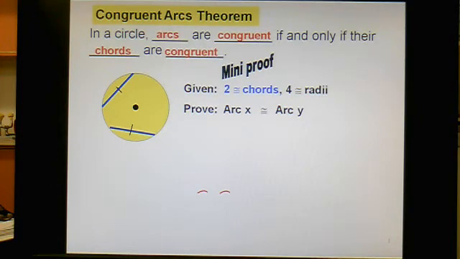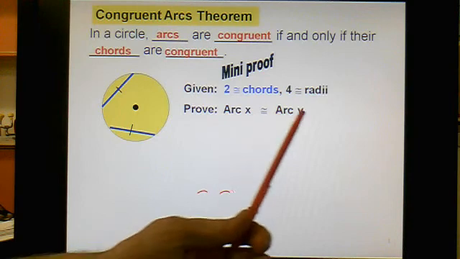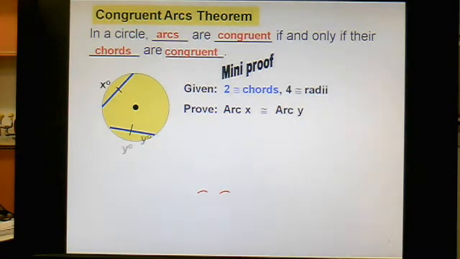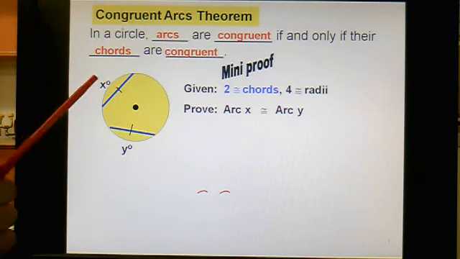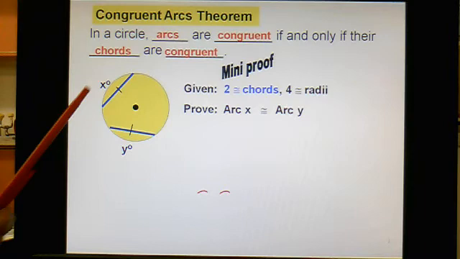Now we'll prove it. And the proof is only like a 3-step proof. I'm already giving you the givens. You don't have to restate them. We do want to end with arc x and y. And by x and y, I mean the 2 intercepted arcs that are connected with these chords. Prove that x and y are equal, with the given being that this chord is equal in length to that chord.